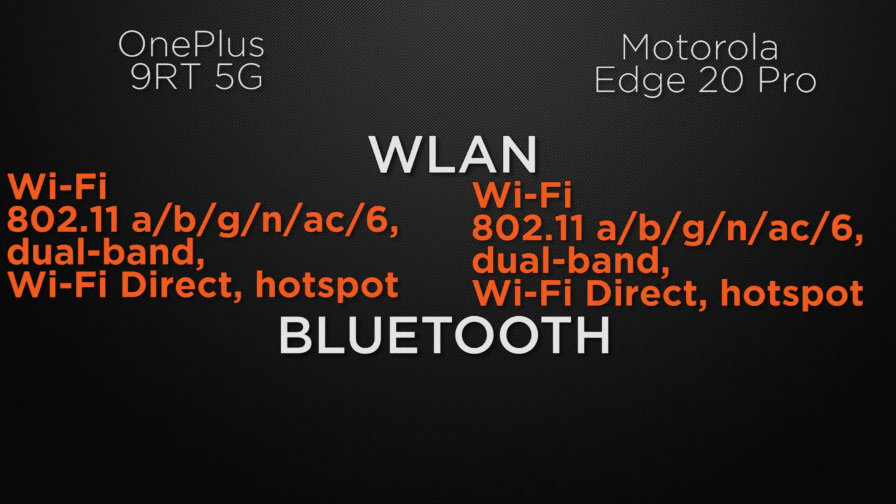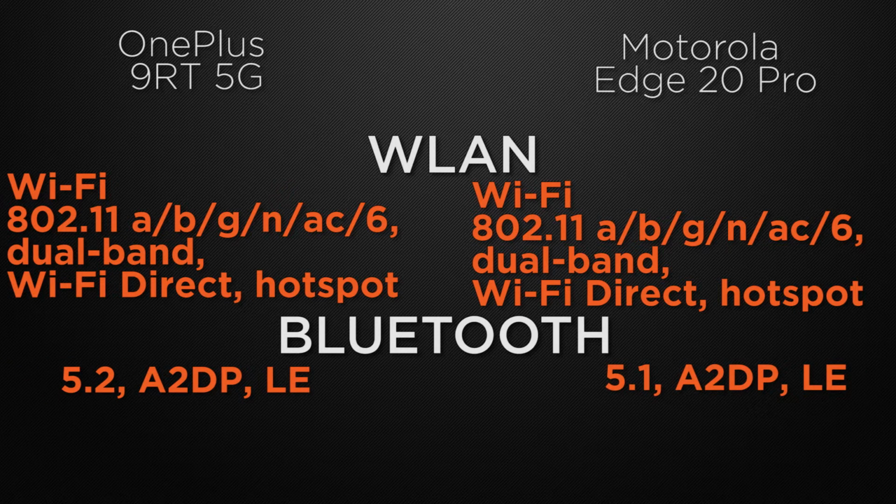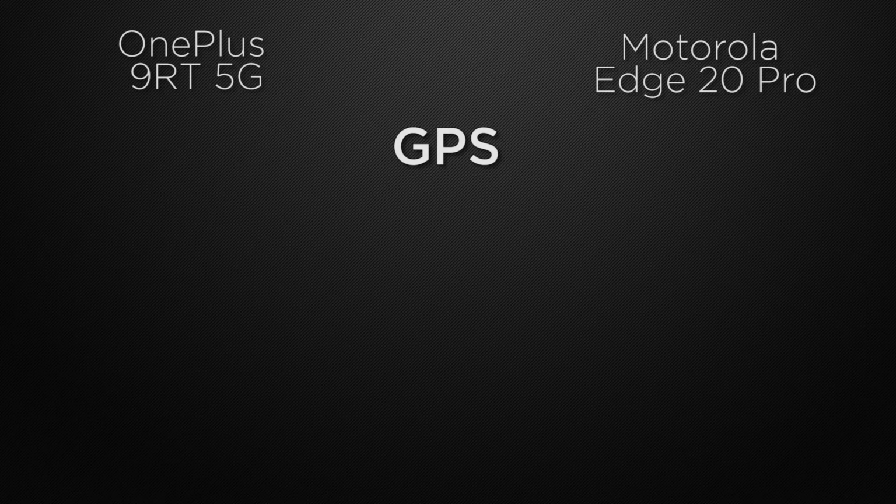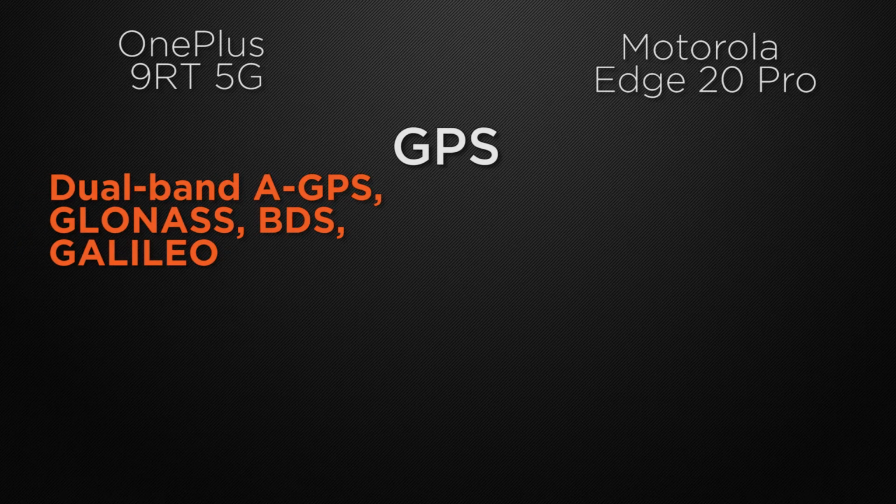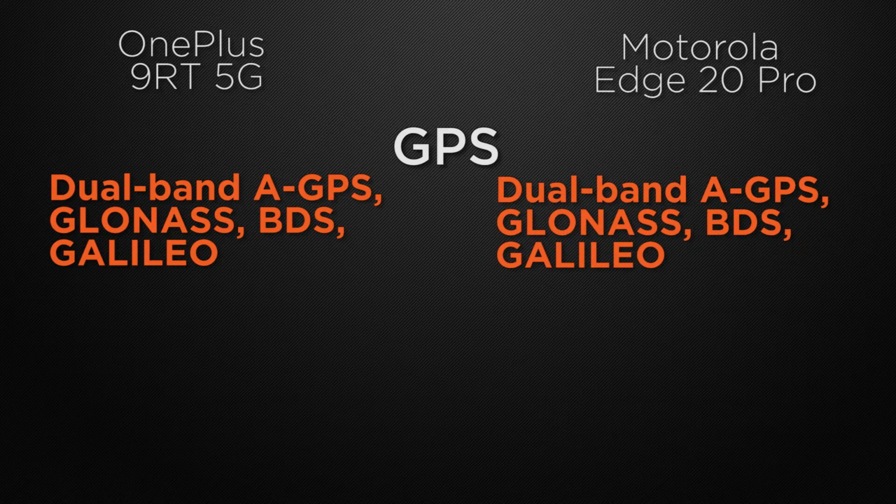And about the Bluetooth version of the devices, 9RT has Bluetooth 5.2, but 20 Pro has Bluetooth 5.1. So the winner here is 9RT because it has a newer generation of Bluetooth. Let's talk about the positioning chips in the devices. 9RT has dual band AGPS, GLONASS, Galileo, BDS, whereas 20 Pro has dual band AGPS, GLONASS, Galileo and BDS. So it's a tie because both of the devices have the same chips.